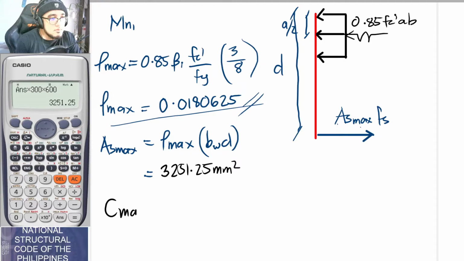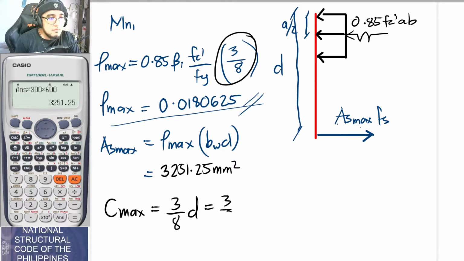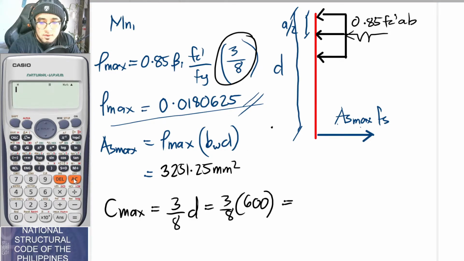For your c maximum, this is basically 3 over 8 times d, since we are using tension control here. But if you would be using NSCP provision, this is 3 over 7d. But the one I used is tension control, so 3 over 8d. What is d? 600. So 3 over 8 times 600, and our answer here is equal to 225 millimeters.